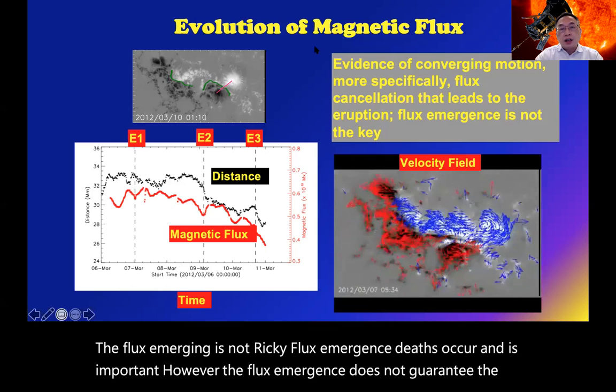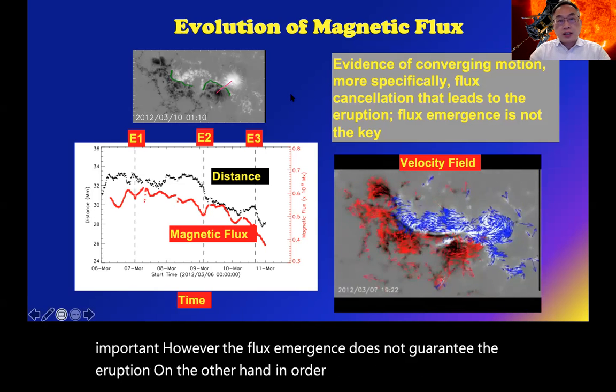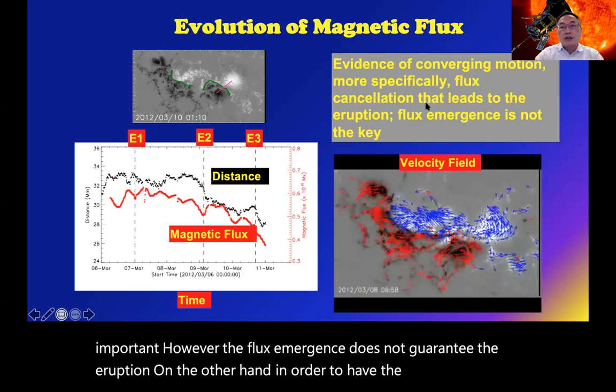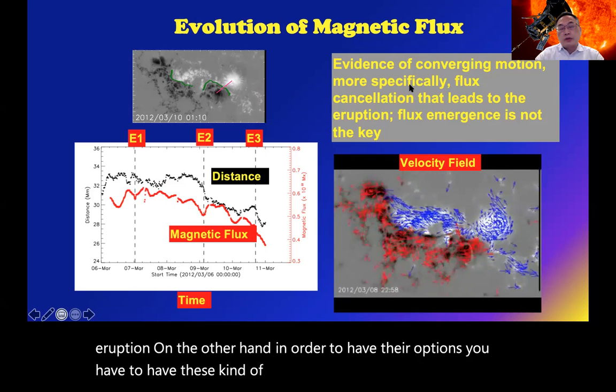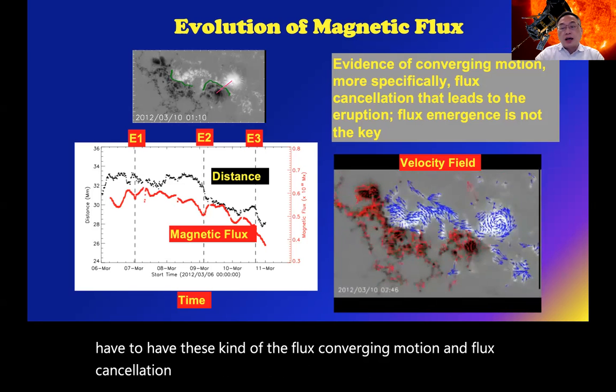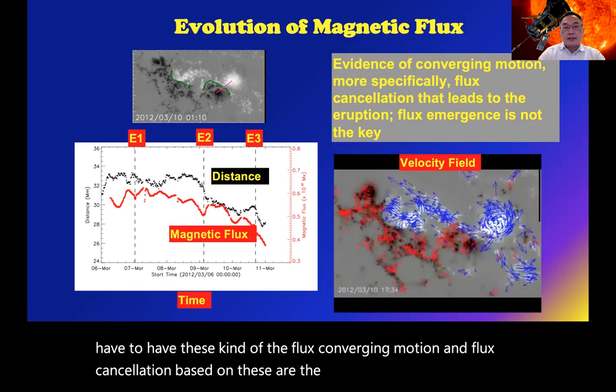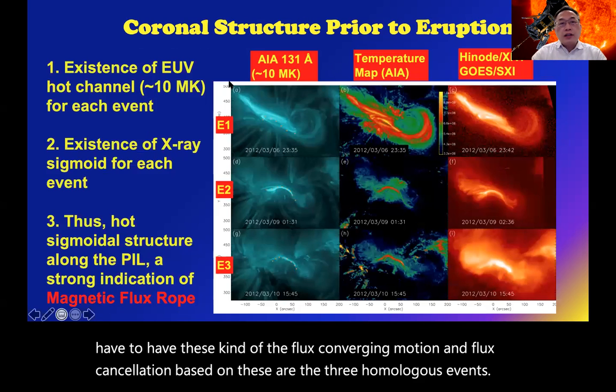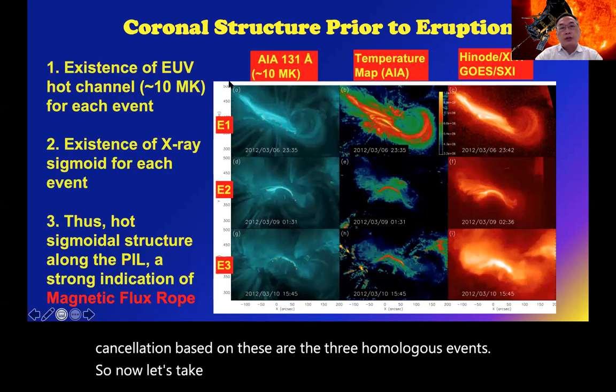On the other hand, in order to have the eruptions, you have to have this kind of flux converging motion and the flux cancellation, based on these three homologous events. So now let's take a look at the coronal structures prior to the eruption.